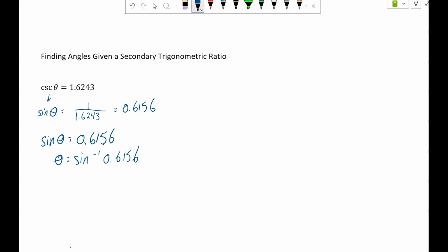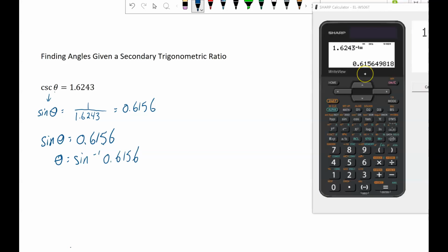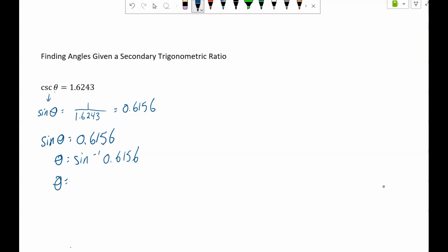And so therefore, I still have this number on my calculator. I just need to do the second function of sine, which is the sine inverse of it. So we do second function sine with that number still there and hit equals. And we're getting an angle of, let's round that to 38 degrees.